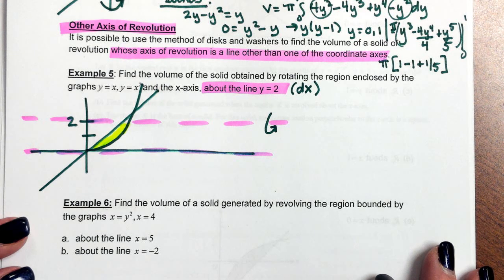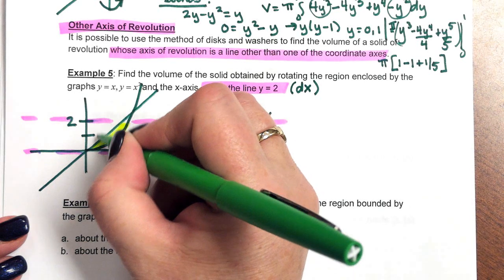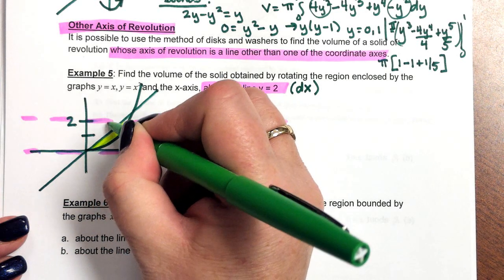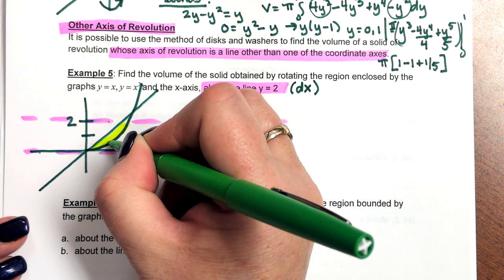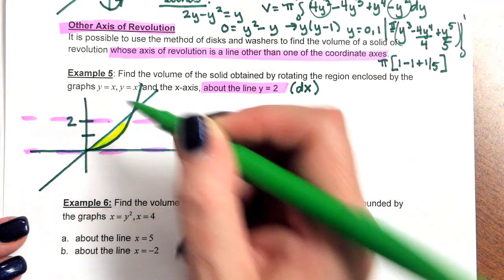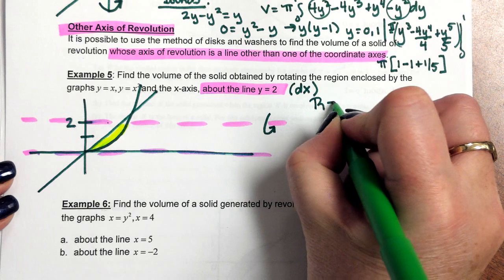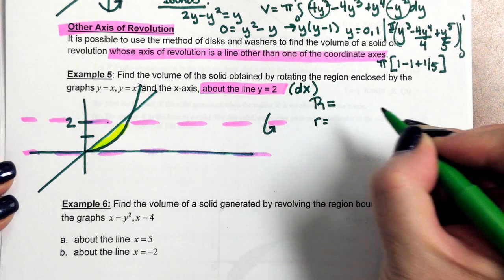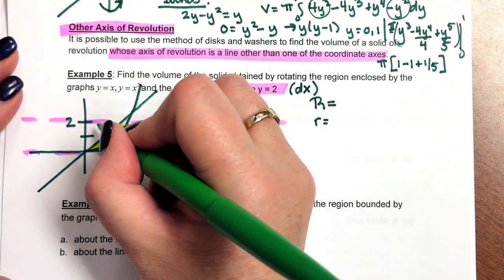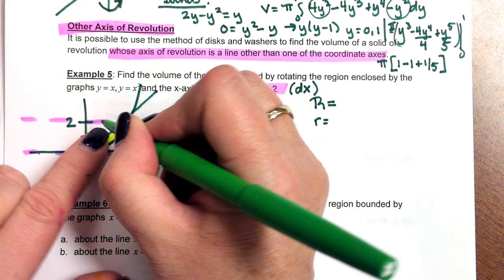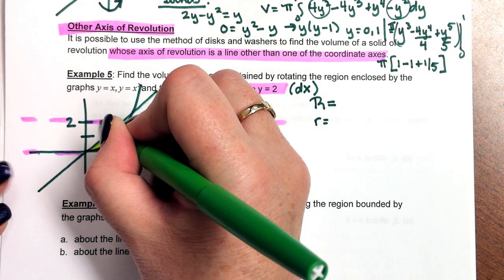So now, notice this is going to be a washer. I have this gap between the axis of revolution and the region that I'm rotating it around. So since this is a washer, I still have to identify my outer radius and my inner radius. Now remember, this is where you have to consider the axis of revolution.